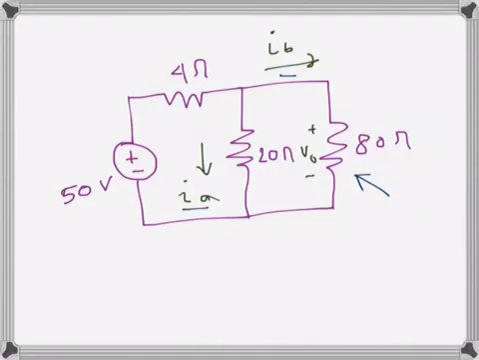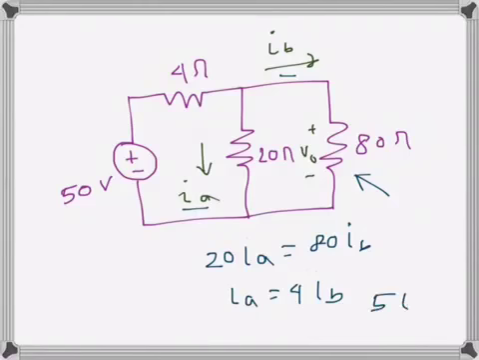So the voltage drop across 20 ohms, which is V0 basically, so 20 times IA from Ohm's law will be equal to 80 times IB, which means IA equals 4IB. And total current of course is IA plus IB, so total current is 5IB. 5IB will be the total current, which is current flowing here through from the supply.